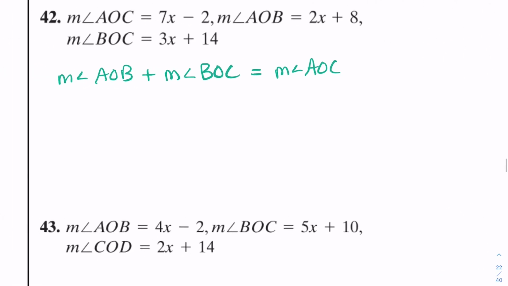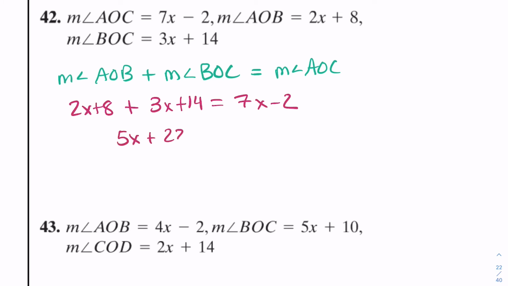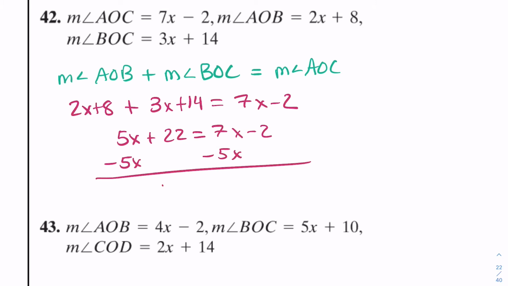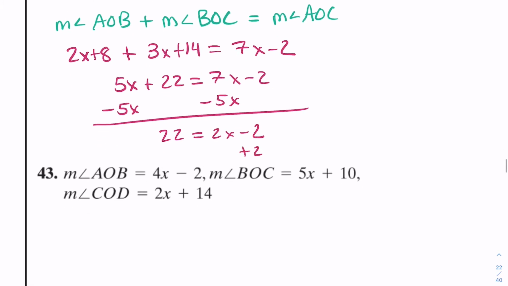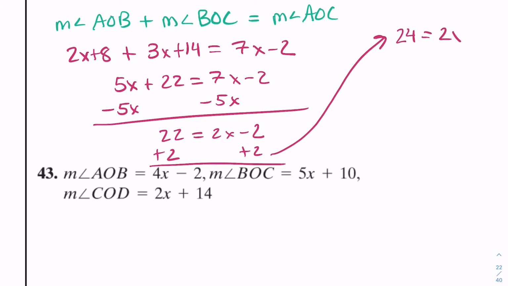And now I have all these variables here. I'm going to substitute in. So AOB is 2x plus 8. And then I get BOC, which is 3x plus 14. And then I get AOC, which is 7x minus 2. I do some algebra. So I combine like terms. I'm going to move 5x over. Again, however you solve your equation is up to you. I'm going to add 2. So I'm going to get 24 equals 2x.